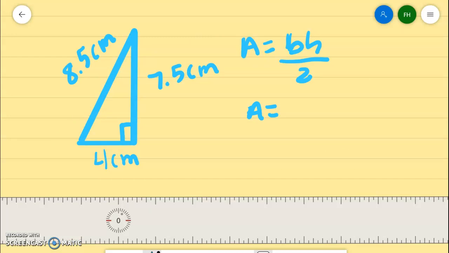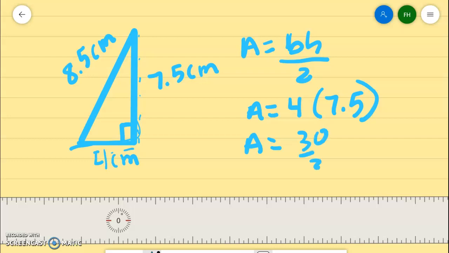Okay, this one, your height is actually the side of the triangle. It goes down and makes a right angle and touches the base. So your base is 4, your height is 7.5. So here the height and the base make a right angle, and you get 30 over 2, which is 15 square centimeters.